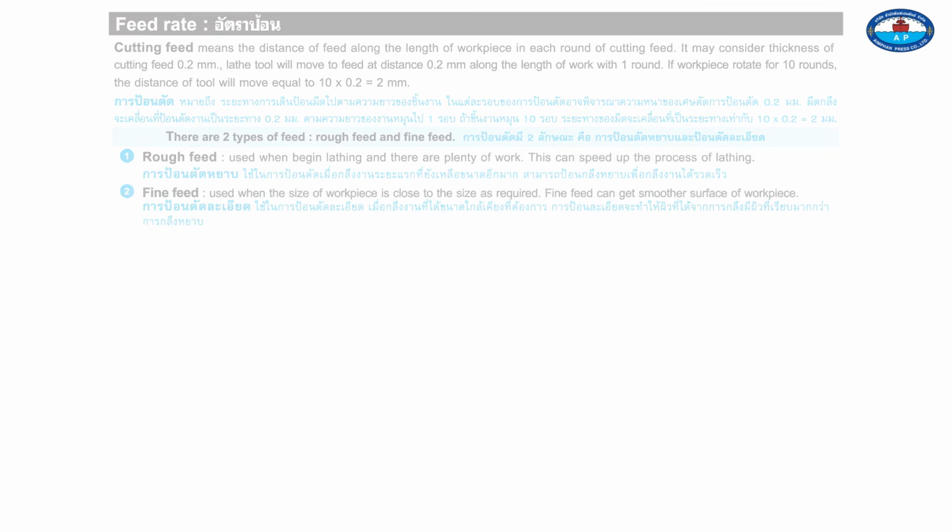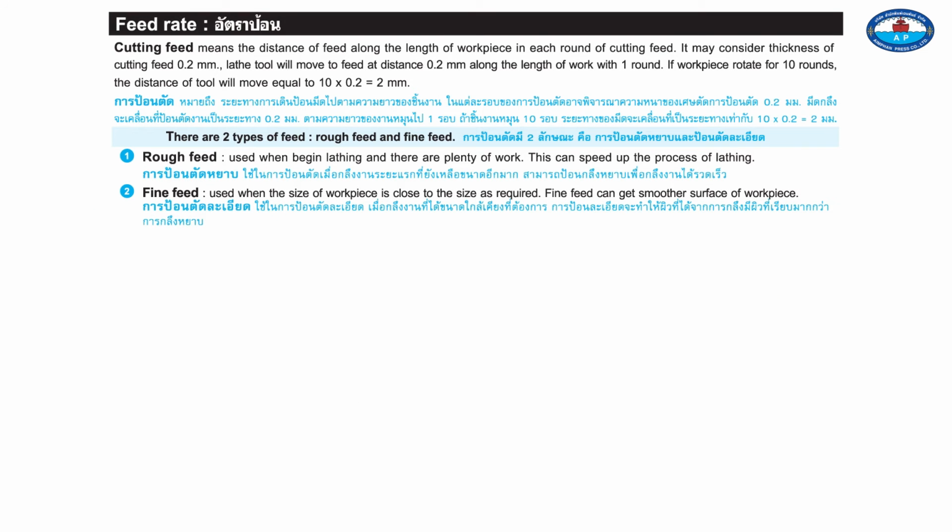Page 155. Feed rate. Cutting feed means the distance of feed along the length of the workpiece in each round of cutting feed. It may consider the thickness of cutting feed 0.2 millimeters. The lathe tool will move to feed at a distance of 0.2 millimeters along the length of the work with 1 round. If the workpiece rotates for 10 rounds, the distance the tool will move equals 10 times 0.2 equals 2 millimeters.